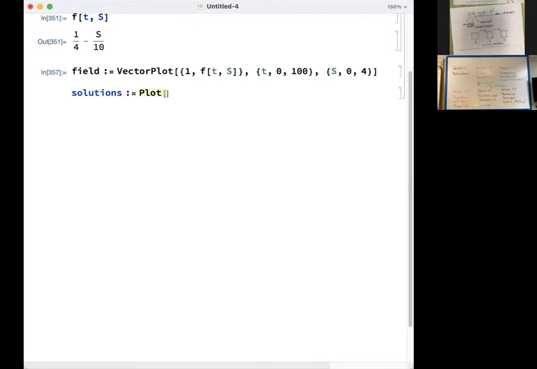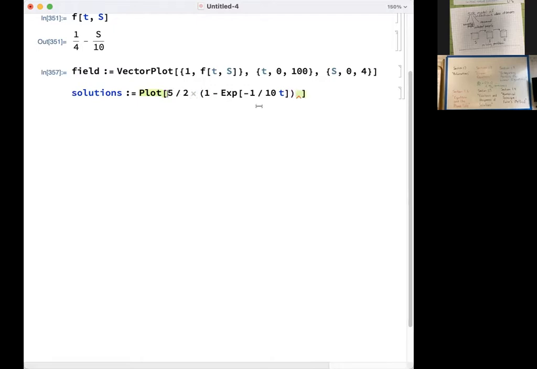And plot that function that we thought was the answer. 5/2 times 1 minus e to the power, that's the exponential function, minus 1/10 t. Remember, all functions in Mathematica are defined with capital commands, and everything is delimited by brackets. It's angry at me for the space right here because I haven't closed the braces.